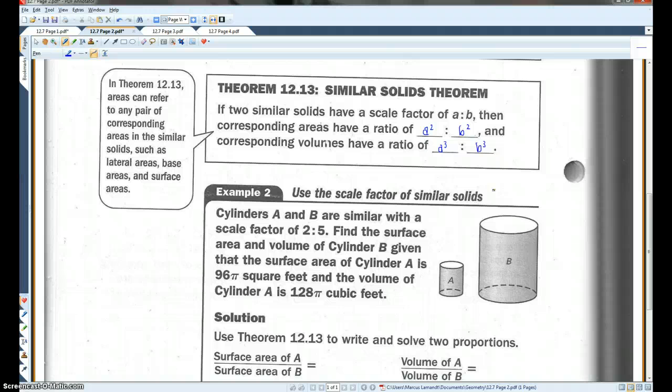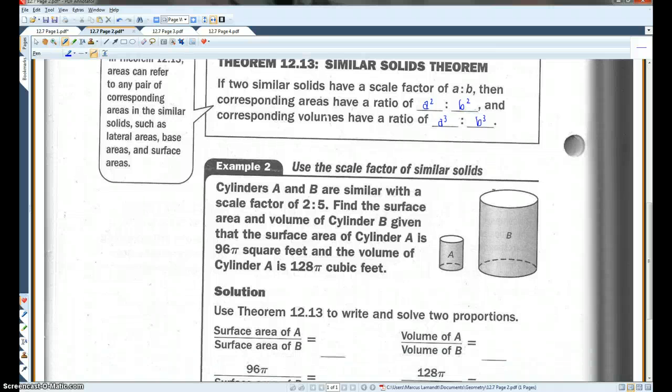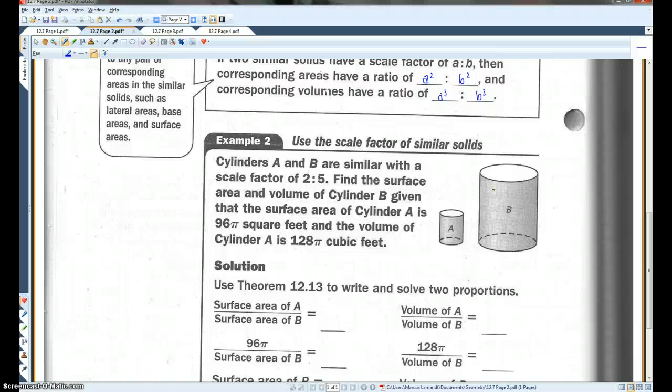Cylinders A and B are similar with a scale factor of 2 to 5. Find the surface area and volume of cylinder B given that the surface area of cylinder A is 96 pi square feet and the volume of cylinder A is 128 pi cubic feet. Okay, so using this theorem, the surface area of A to the surface area of B, we know that the scale factor is 2 to 5. If the scale factor is 2 to 5, then the area has to be 2 squared to 5 squared. I'll write that here. 2 squared is 4, 5 squared is 25.